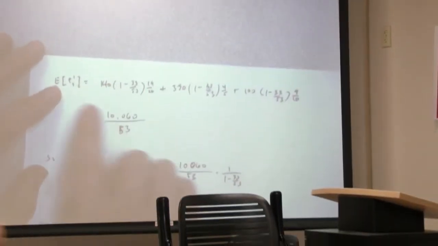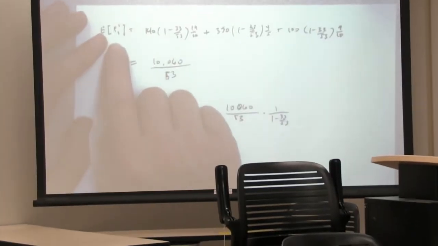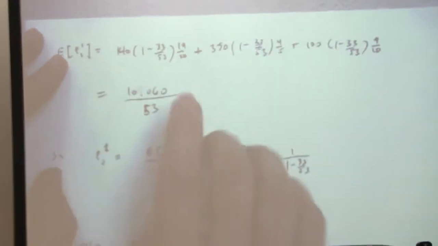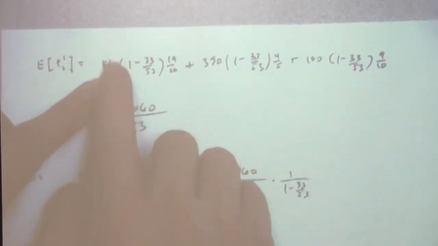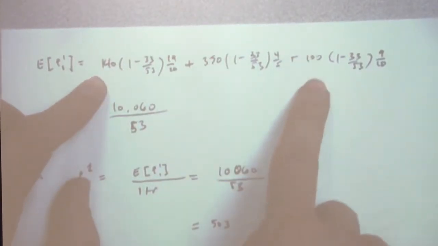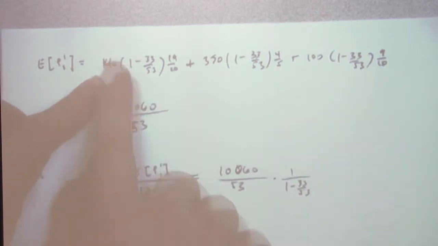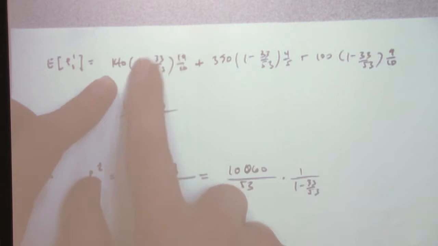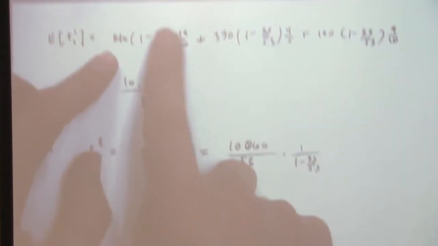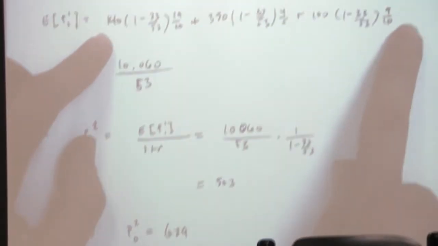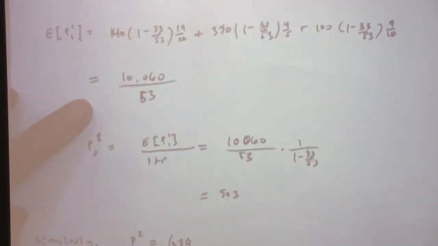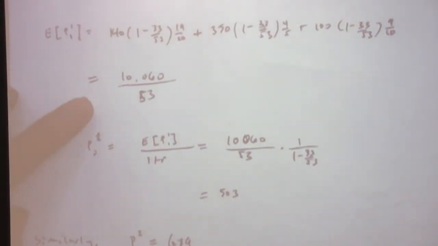So these probabilities, you're going to multiply. Here we're looking at asset 1. The expected value, meaning the average of all those prices, there's 140, 350, and 100. Those are all the future prices. Weight them according to this set of probabilities, that probability, that probability, and you get 1060 over 53.